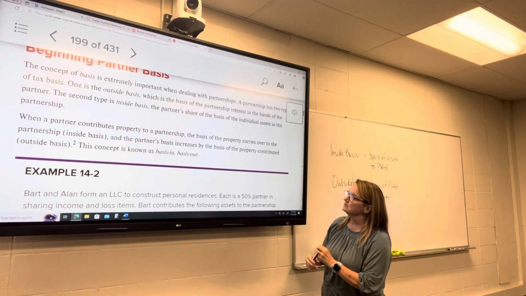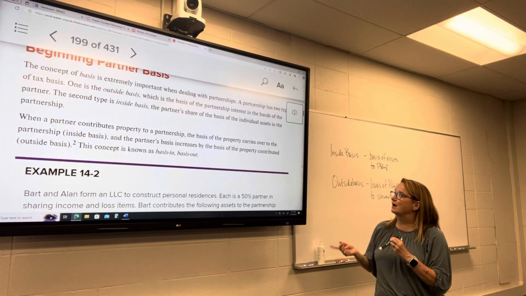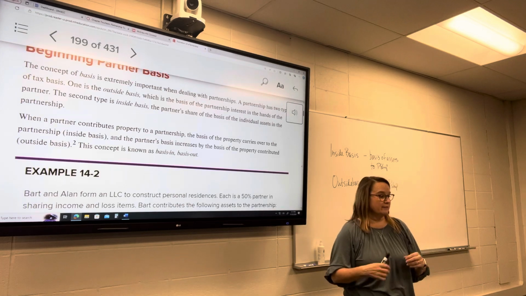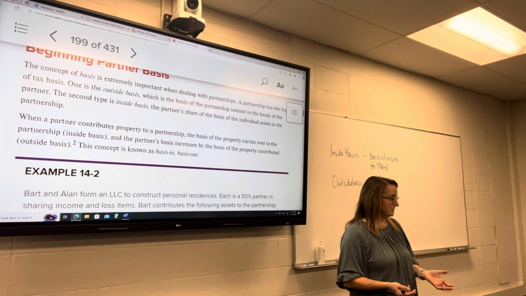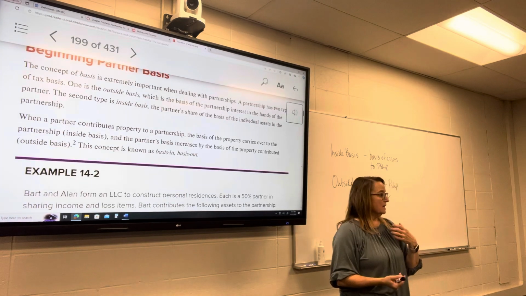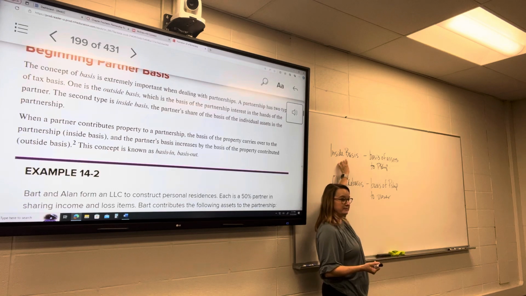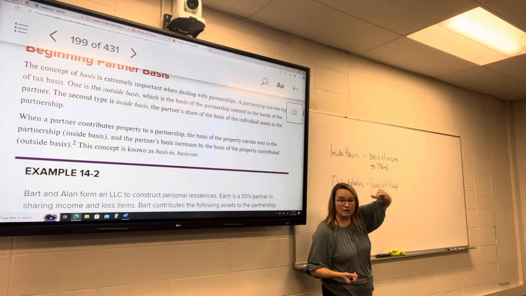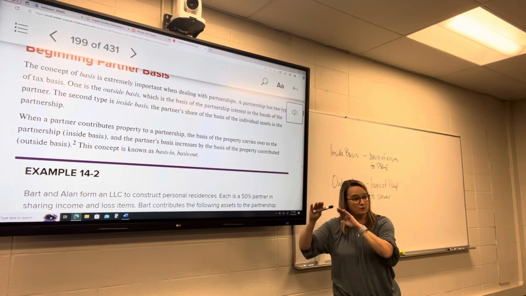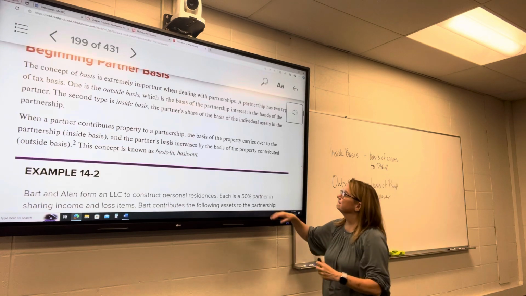When a partner contributes property to a partnership, the basis of the property carries over to the partnership. So that truck that I contributed, if I had $1,000 basis in that truck, that was my basis. Now that becomes part of the inside basis of the partnership, that $1,000. It doesn't change. It's not based on the fair market value, it's based on what my basis is. So it just transfers over to the partnership.